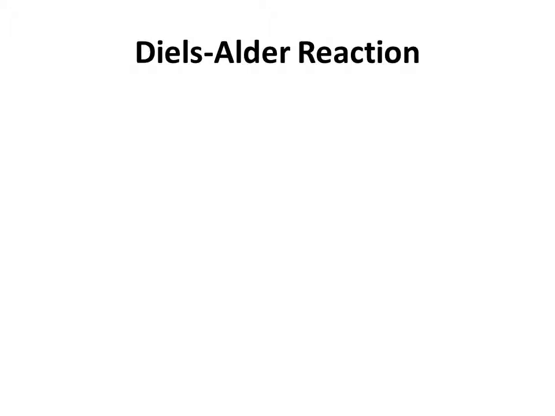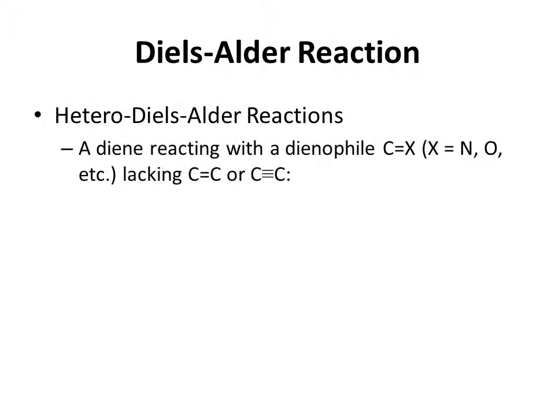In the hetero-Diels-Alder reaction, a diene reacts with a dienophile that's not C double bond C, but C double bond O or N or something like that. But this has to lack a carbon-carbon double or triple bond. For example, an imine can react with a diene, or an aldehyde can react with a diene.